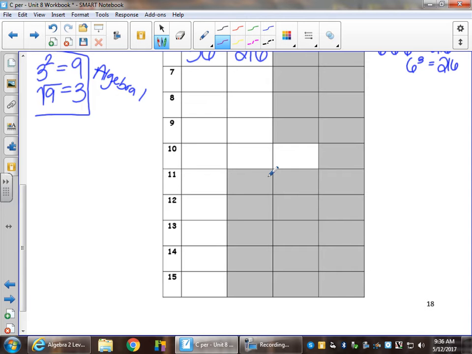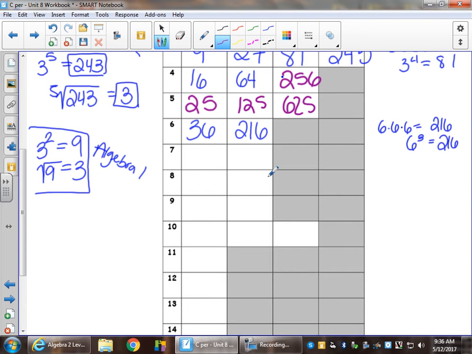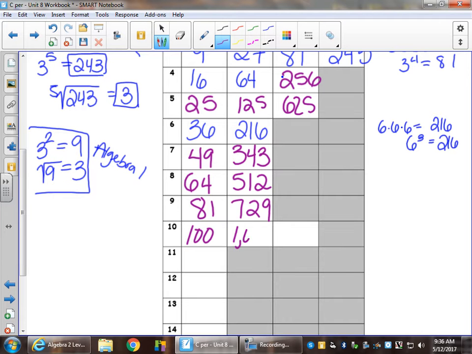Remember, you are only accountable for what's not in gray. Wait, Miss, can I? What is 7 squared? 49. 7 to the 3rd, 343. 8 squared, 64. 8 to the 3rd, 512. 9 squared, 9 to the 3rd. Good job. 10 squared, 100. 10 to the 3rd, 1,000. 10 to the 4th, 10,000.